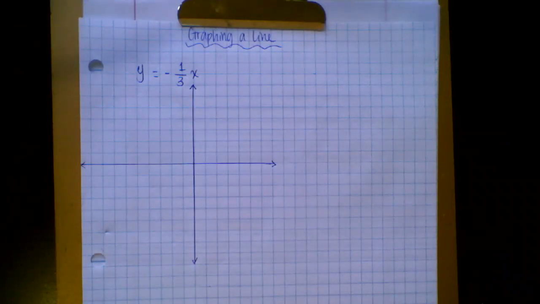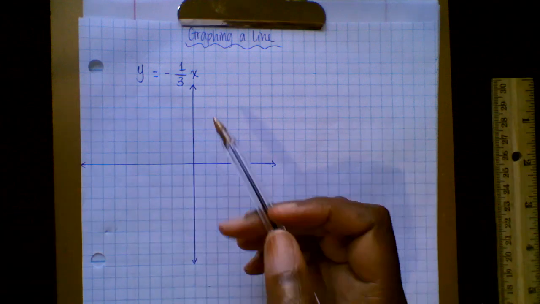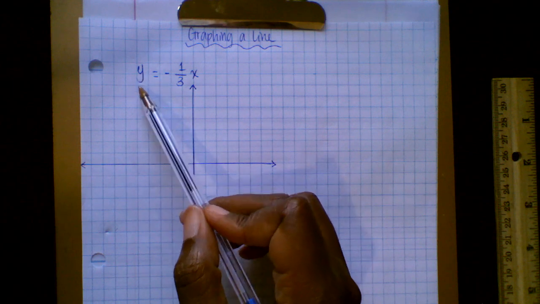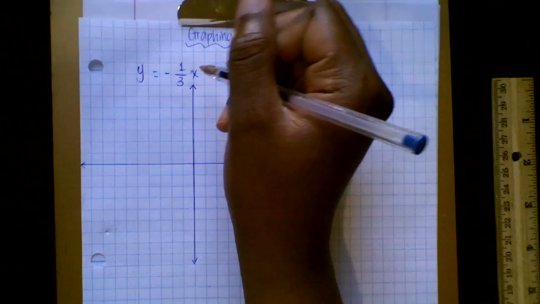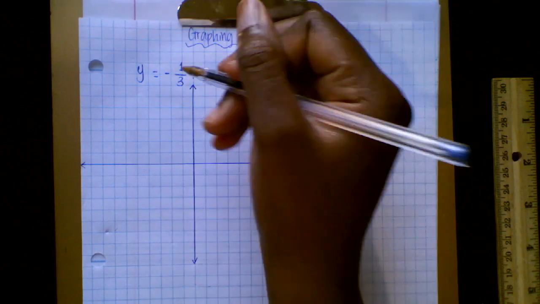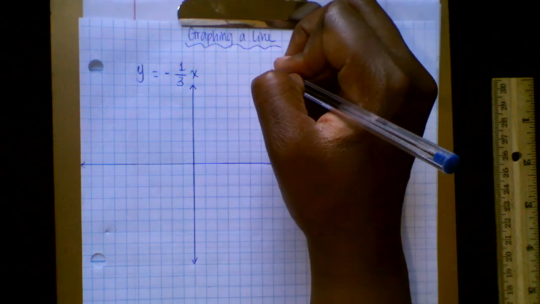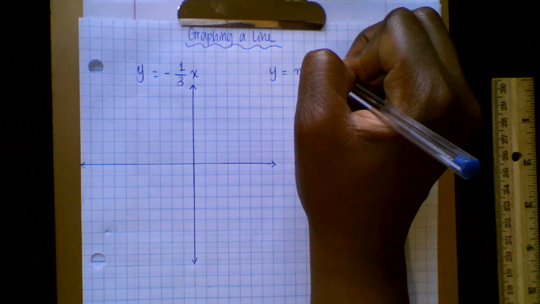Hi, so in this video, I'm going to show how to graph the line given its equation in slope-intercept form. The equation of the line here is y equals -1/3 of x. As you can tell, this equation is written in slope-intercept form, because it can be written in the form y equals mx plus b.